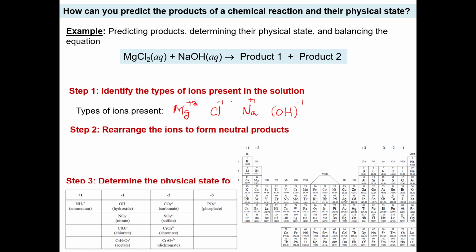Let's draw here one line to separate these two. And always the positive ion will react with the negative ion of the other reactant. Then positive will react with the negative. And in this case, chlorine will react with sodium. Remember, positive and negative charges attract, and like charges repel. And this is why always the positive will react with the negative ion.